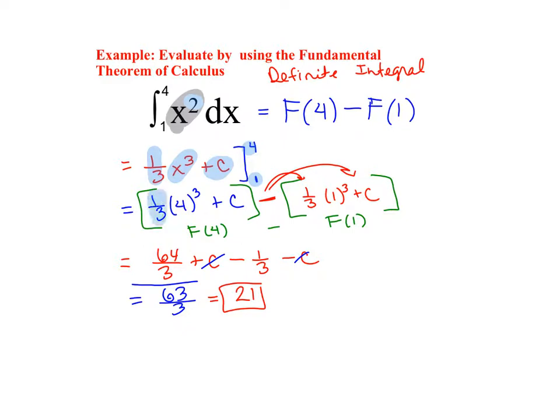So you're gonna have 1/3 times 4 to the third power plus c, minus 1/3 times 1 to the third power plus c. The c's will cancel, and then this will give you this value. So the final answer is going to be 63/3, which gives you 21. And over here, the c's did cancel out, like we said.